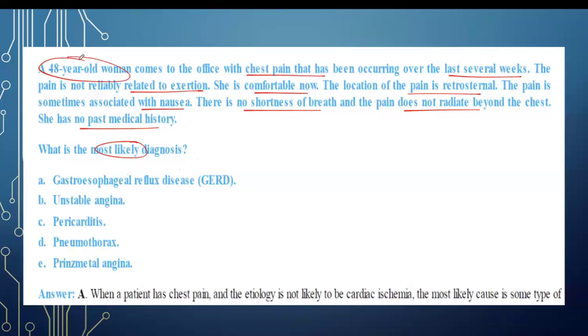If you look over here, it's a 48-year-old woman having chest pain over several weeks, but not related to exertion. If a chest pain is not related to exertion, then it is unlikely to be of cardiac origin. So what else can it be? Can it be reflux, unstable angina, pericarditis, pneumothorax, Prinzmetal angina? You can easily come to the diagnosis that it is likely to be gastroesophageal reflux.